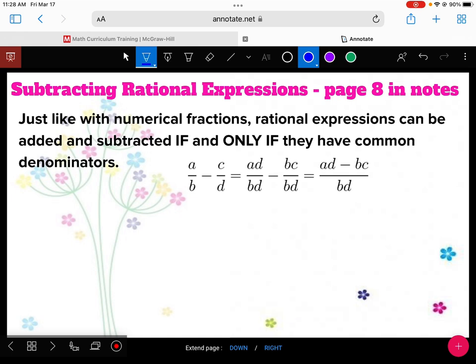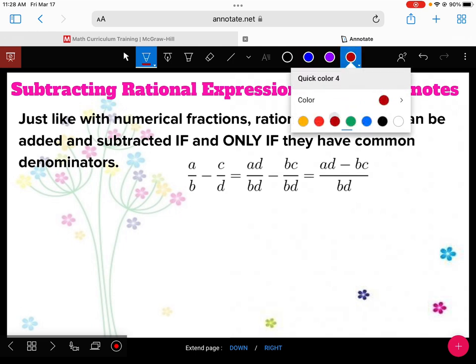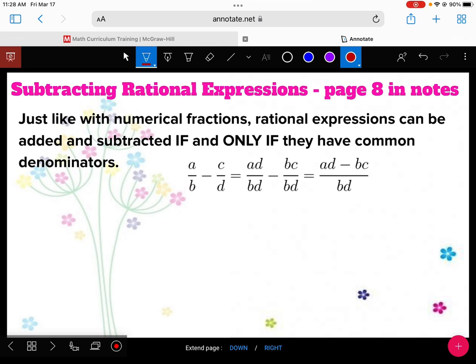What did we do yesterday in the notes? We added rational expressions. Today we are going to subtract rational expressions. It's pretty much exactly the same process, but I have to be careful with subtraction signs. So I can subtract these only if they have common denominators. Just like when I'm adding, I have to have common denominators.